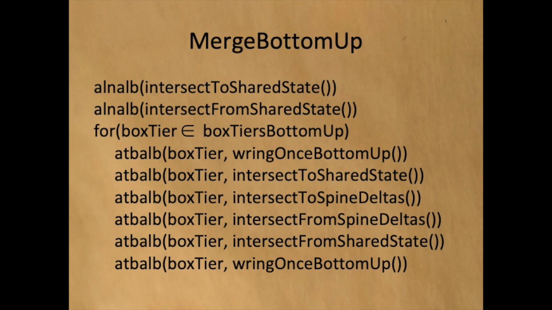Then we go backwards. We intersect the common spine deltas back into the linking butterflies. Then we intersect the spine deltas among all butterflies back into each butterfly, and then we intersect the shared state within each butterfly back into each linking butterfly. And finally, we ring once bottom up to move the constraints from the deltas into the parent nodes.